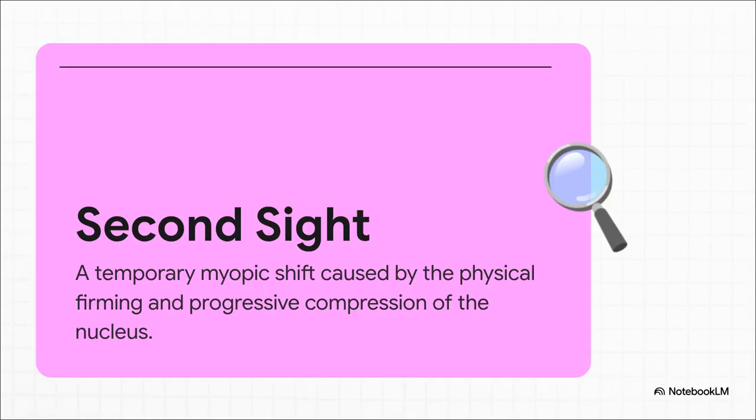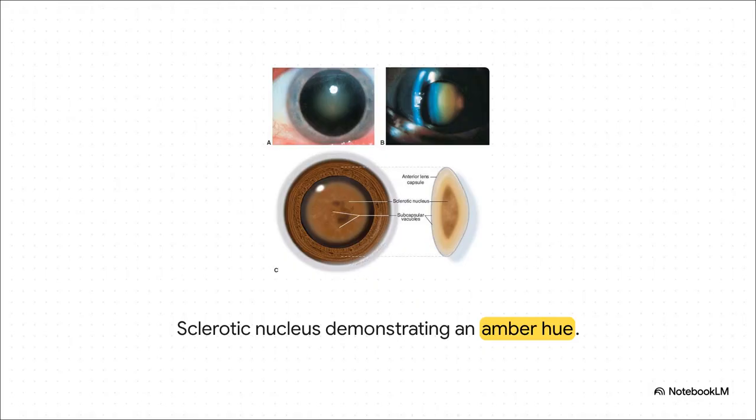Pretty wild, right? Notice the really striking amber to brown color of this nuclear sclerotic cataract on the slit lamp photograph. While a little yellowing of the lens with age is totally normal, we only call it a pathologic cataract when it actually compromises a patient's vision.